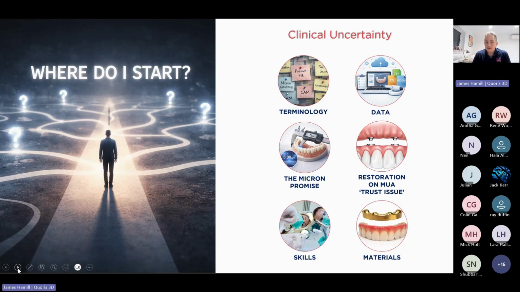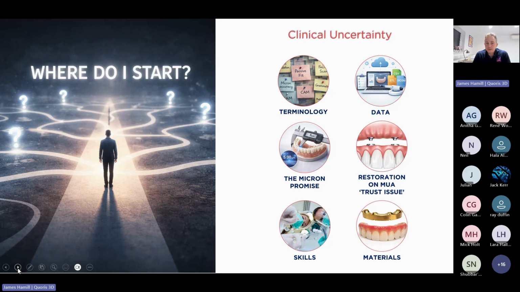Also the data. So what data is required from you, the dentist, to be able to send it in to us in the lab to allow us to be able to take these cases forward. Data is a huge problem, and missing data is even a bigger problem. So what do you need to be able to provide? It's an important question to answer.